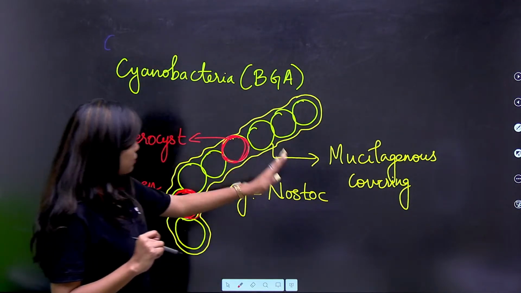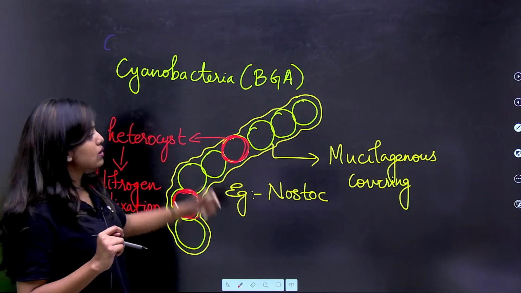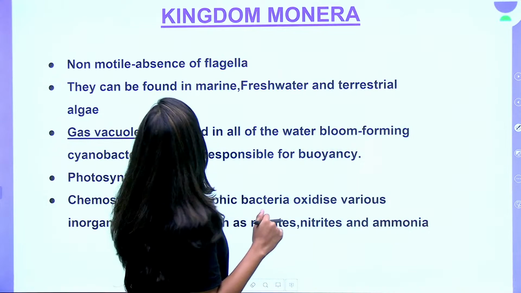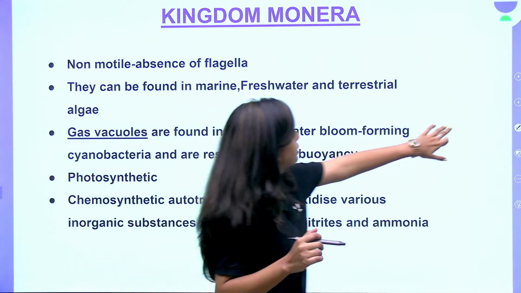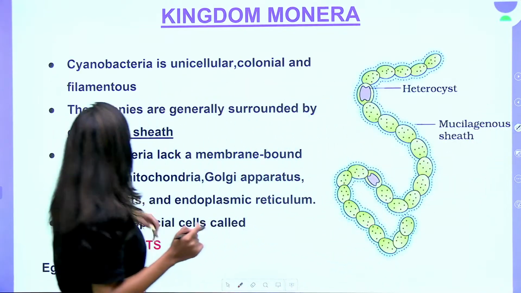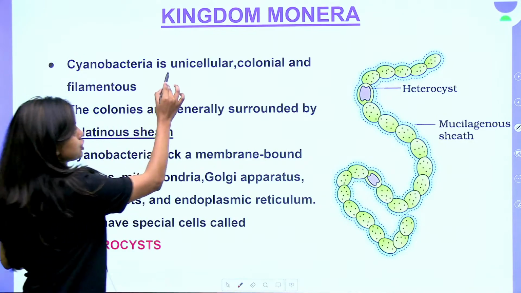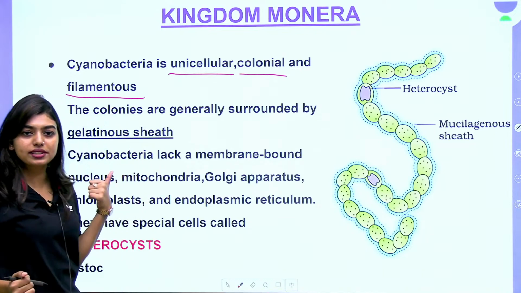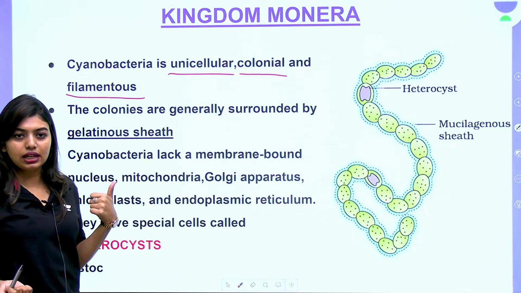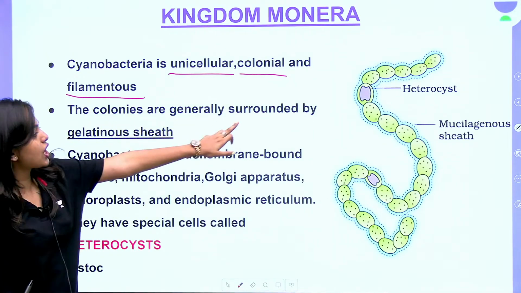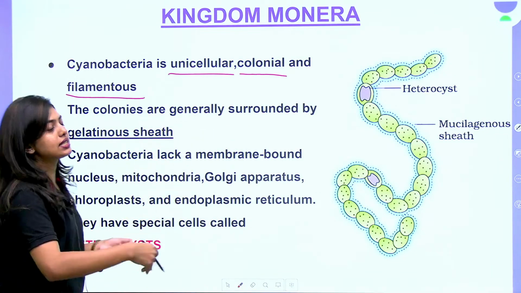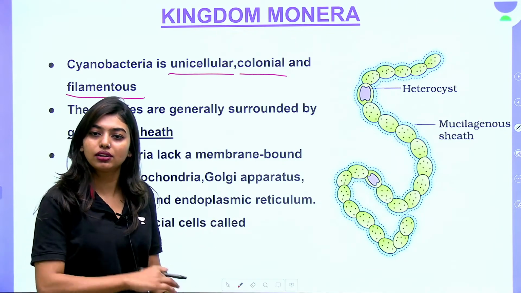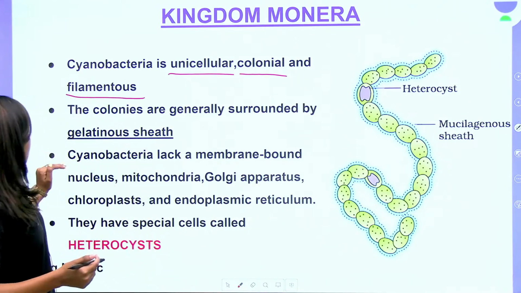Now, mucilaginous, heterocyst. Now, cyanobacteria, we will see. Cyanobacteria are unicellular, colonial and filamentous. Did you understand all these three points? Now, the colonies are generally surrounded by a gelatinous sheath, a mucilaginous, jelly-like sheath, whatever you remember.